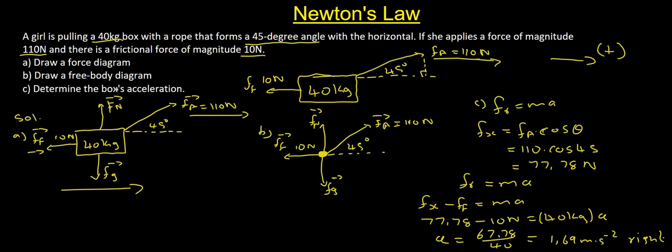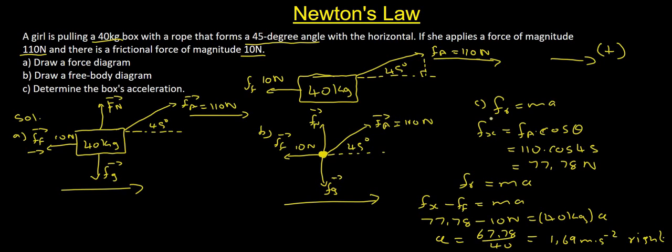Number 2, they said draw a free body diagram. In a free body diagram, the object is represented by a dot and all the forces acting on the object are shown: the normal force, gravitational force, frictional force, and the applied force at an angle of 45 degrees. Then the last one said determine the box's acceleration.